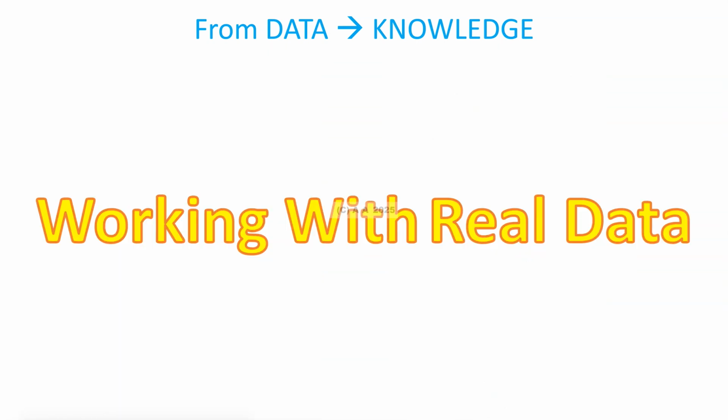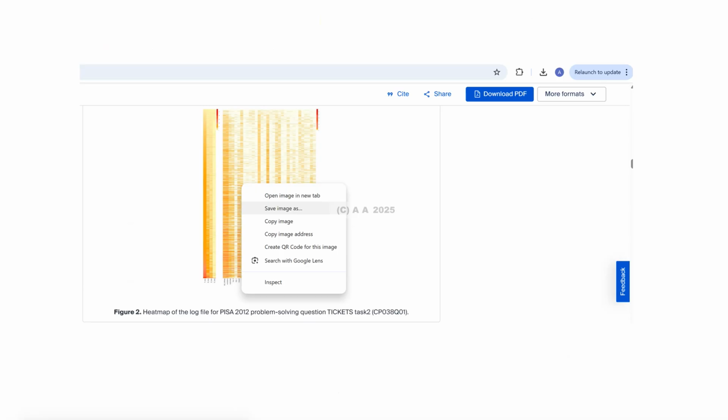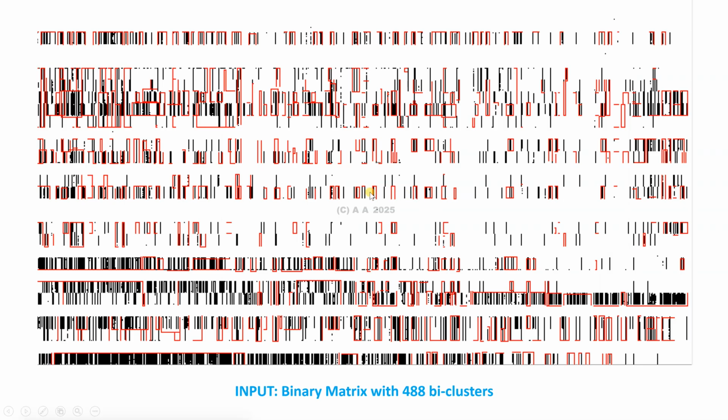Now I'll show you working with real data. This real data is about the questions and exams of students. Here is the reference: computer-based complex problem solving, and we have the city subway concession and individual trip, and so on. This is a large data set, so instead of processing all the numbers, I saved that data set as an image, then loaded that image, converted it into numbers, and worked on it.